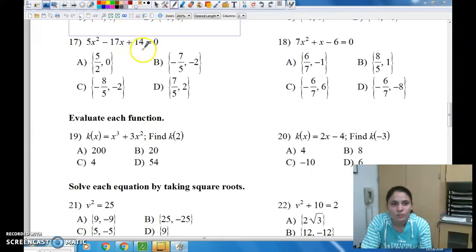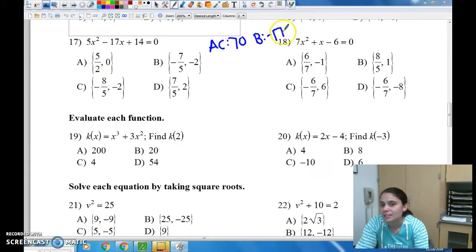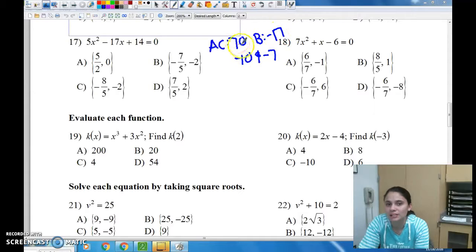So it's already in standard form, and there's no greatest common factor I can pull out of all three of these. So I'll start with my two numbers that multiply to AC, and A is 5, C is 14. 5 times 14 is 70, and B is negative 17. So I need two numbers that multiply to 70 and add to 17. So 7 times 10 is 70, but since this is a negative 17, I need a negative 10 and a negative 7 so that they add to negative 17 but still multiply to 70.